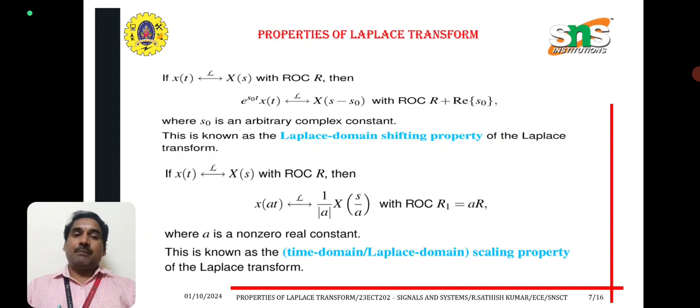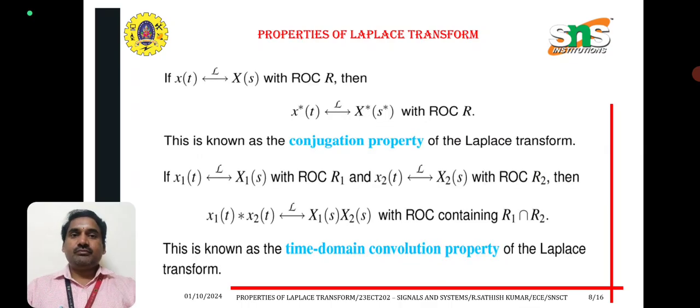Next, time domain scaling property. x of t Laplace transform pair with X of s, then x of a t Laplace transform pair with 1 divided by modulus of a into X of s divided by a. Next, conjugation property. x of t Laplace transform pair with X of s, then x conjugate of t Laplace transform pair with X conjugate of s conjugate.